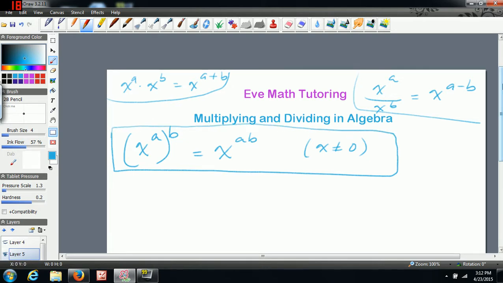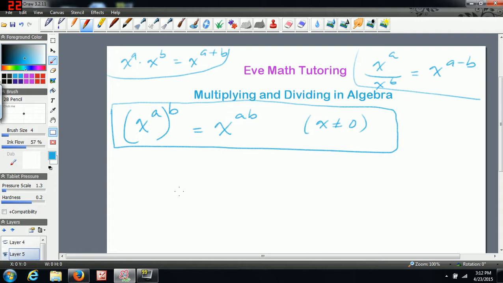Okay, now this here. So now if we were applying this example, say you wanted to evaluate or simplify something like x squared to the power of 3. That would just be x to the 2 times 3, which is 6. Okay, so that's how you would do that one there. Okay, we can try a few more.